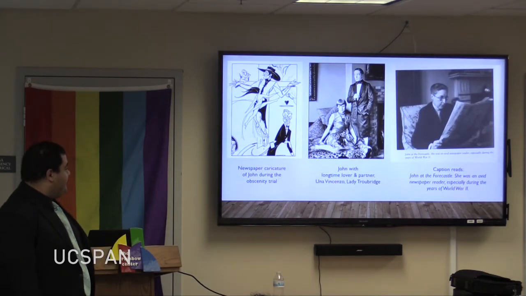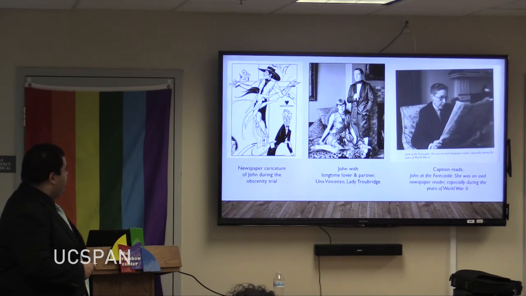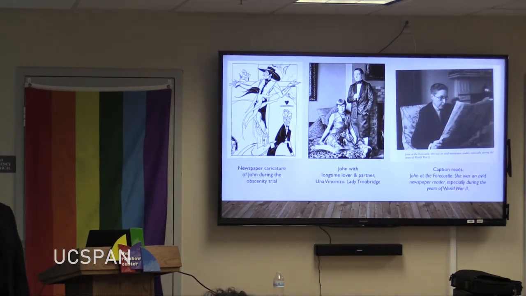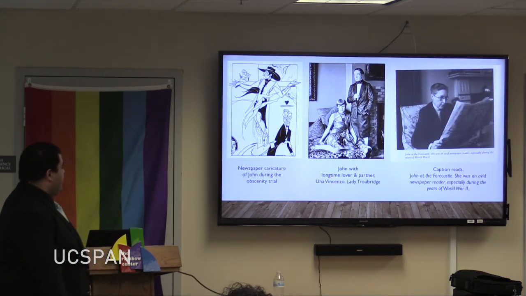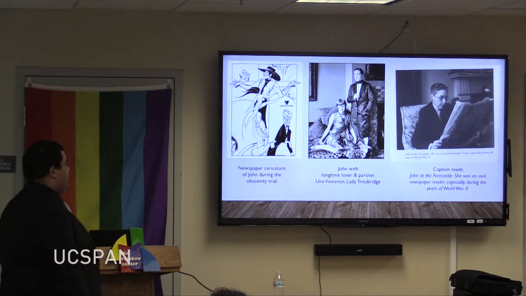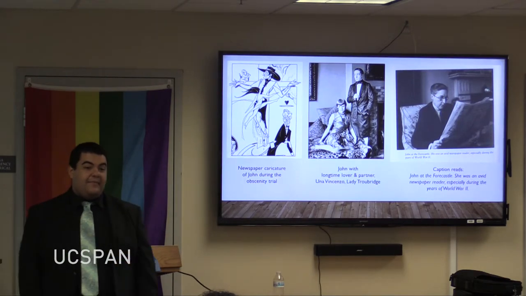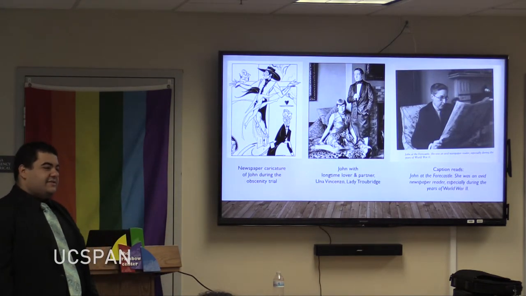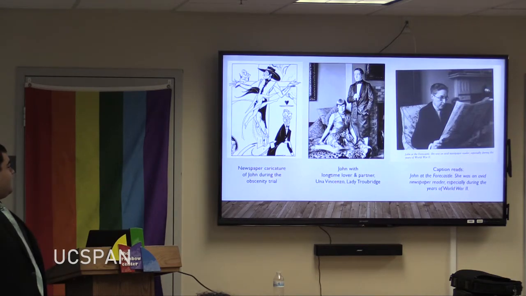But these are three very specific images. The first one is a newspaper caricature of Radcliffe Hall, who went by John, privately and publicly for much of her life. This was in the newspaper when the Obscene Libel trial was happening. The second picture is John with her longtime lover and partner, Una Vincenzo, who was Lady Troubridge, who was married to a knight, and sort of divorced the knight, kind of didn't really divorce her husband, but they lived together for a very long time. This was her main lover.